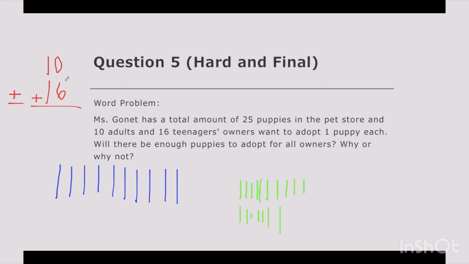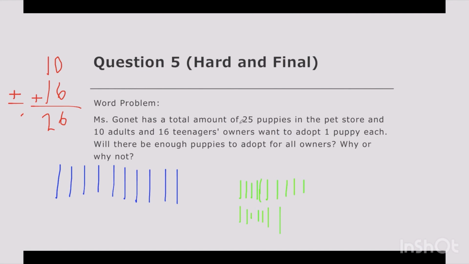0 plus 6. So any number plus 0 is gonna be the same number. So 0 plus 6 is gonna be 6. So 1 plus 1 is very easy. 26. So 26 adults and teenagers altogether are gonna adopt one puppy each.